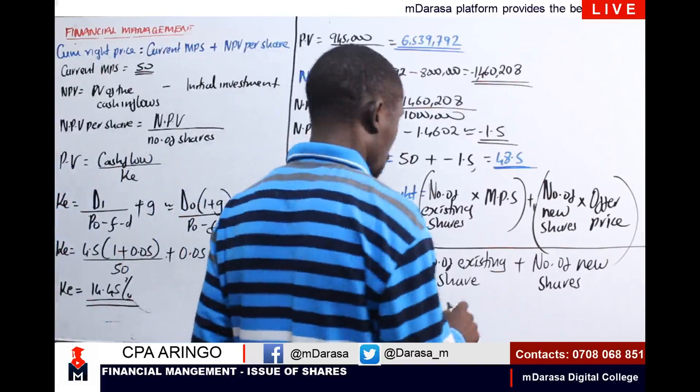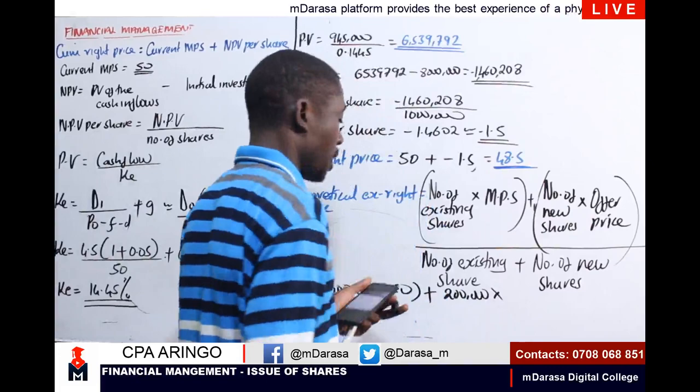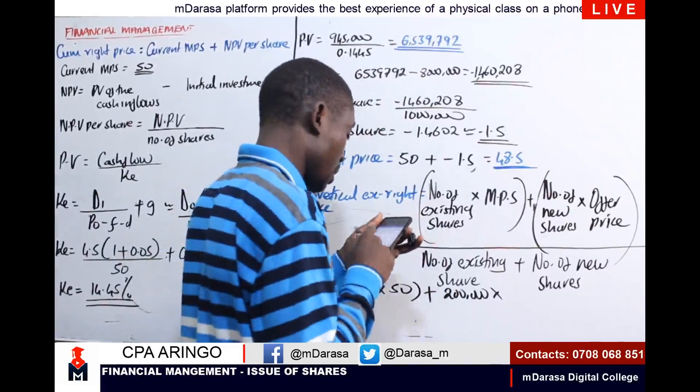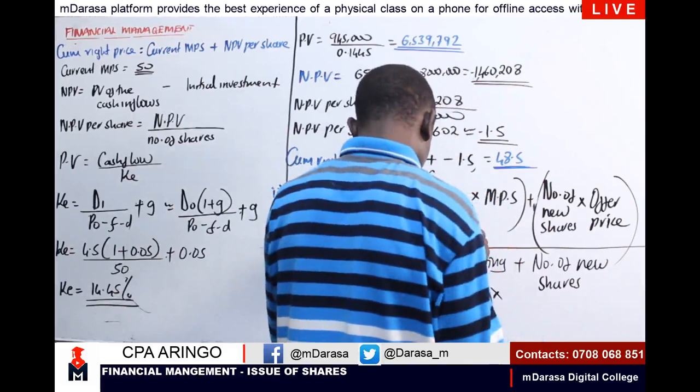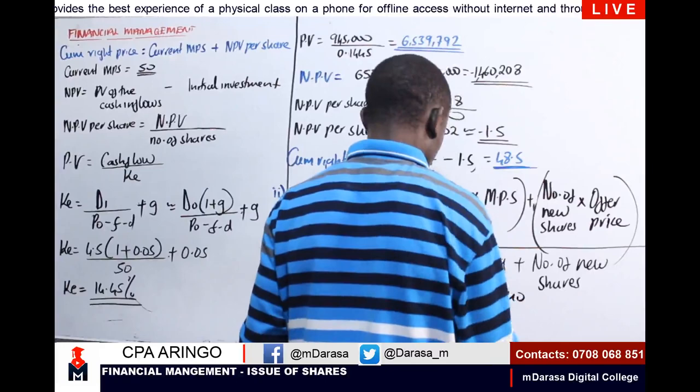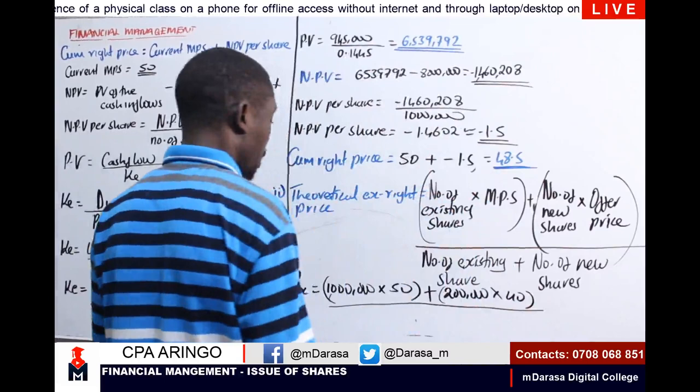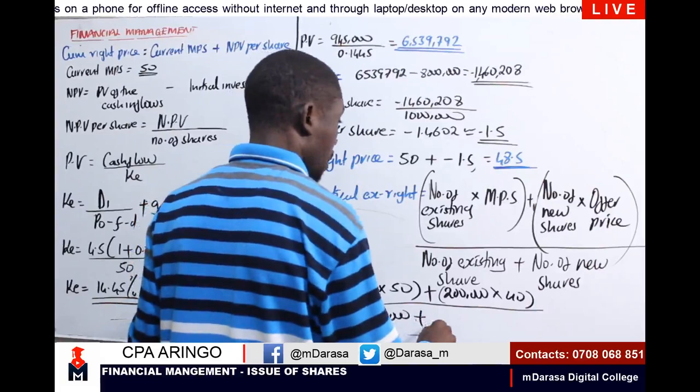We multiply by the offer price. Offer price in that case, of course, you are given what? It is 40, right? So I'll just be multiplying this by 40, because that is what you are given, to take us back to the 8 million. Then you divide all this by the number of existing shares, which is 1 million, plus the number of new shares, which is 200,000.